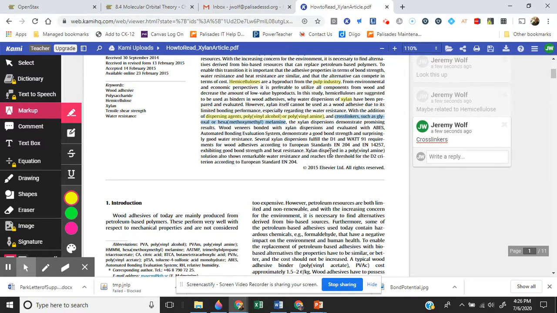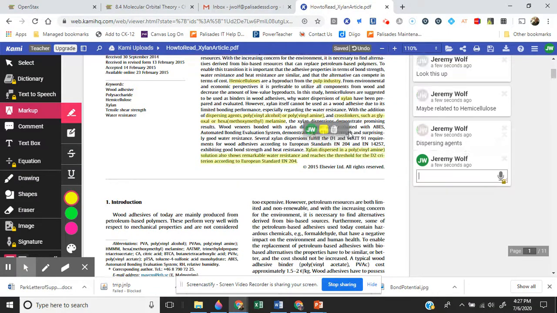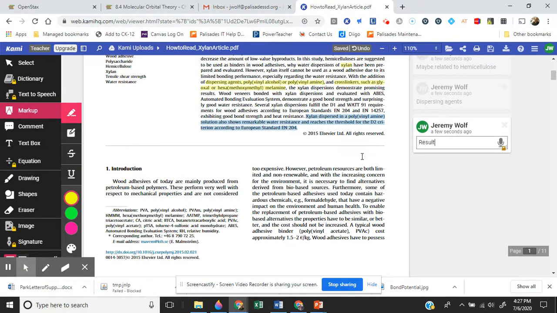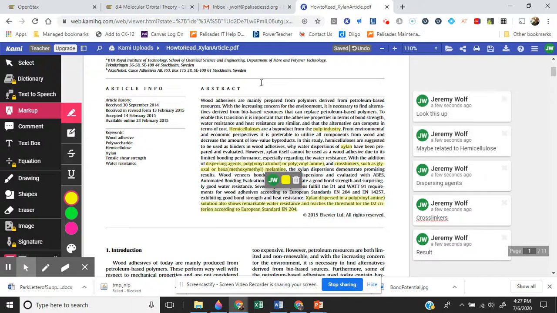Xylane dispersed in a polyvinyl amine solution shows remarkable water resistance and reaches the threshold for the D2 criterion according to the European standard EN 204. So this looks like it's a result, right? Judging from this, the main reason this has scholarly appeal is that it looks like it's an alternative to wood adhesives from petroleum-based stuff, right? So that's good.